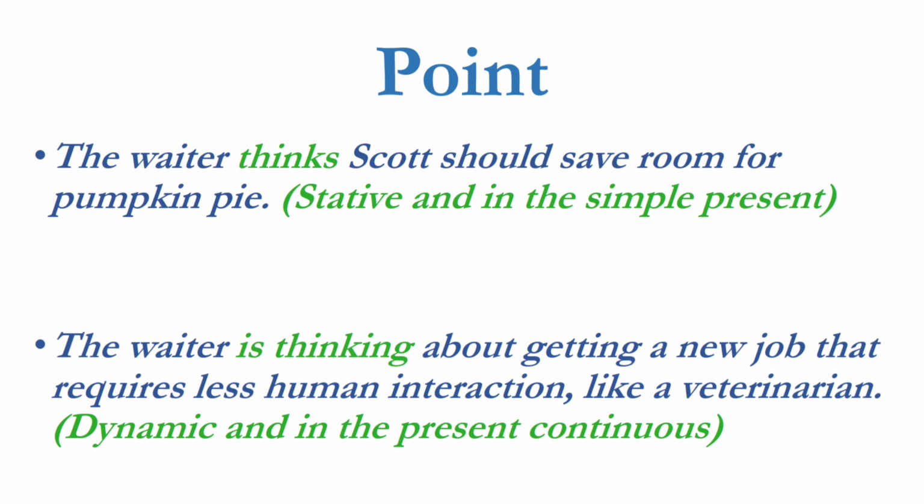For example, the waiter thinks Scott should save room for pumpkin pie. Thinks is a stative verb and in the simple present. The waiter is thinking about getting a new job that requires less human interaction, like a veterinarian. Thinking is dynamic because in this sentence it is an action and in the present continuous.